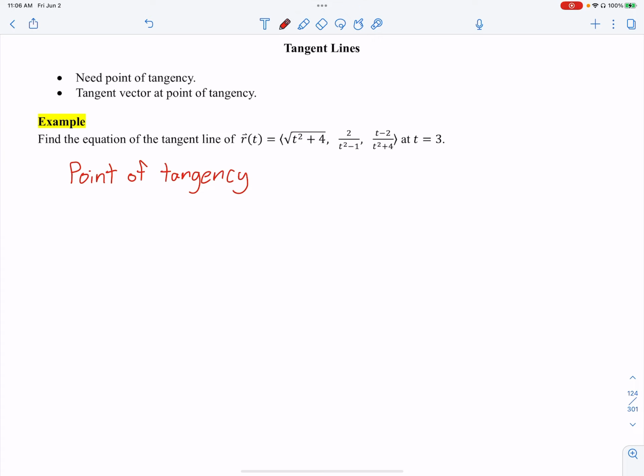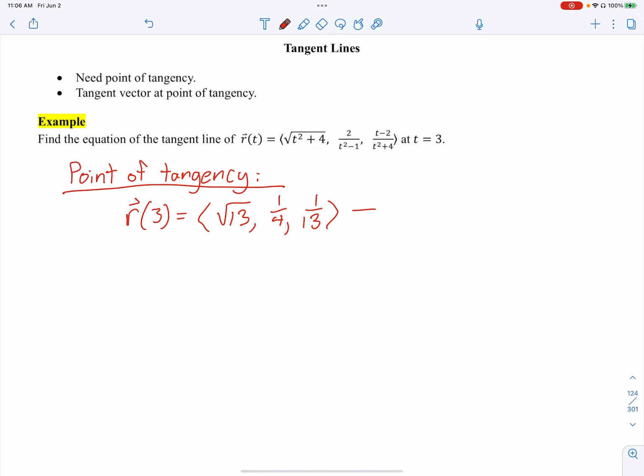Let's not be lazy. There we go. Okay, point of tangency. We're going to just plug in that value. So r vector at 3 plugged into this vector. If I plug in 3, I get 3 squared is 9 plus 4, that's the square root of 13. If I plug 3 into the next one, 3 squared is 9, minus 1 is 8, that's 2/8, which is 1/4. If I plug 3 into the last one, I get 3 minus 2, I got 1 up top, 3 squared on the bottom is a 9, plus 4 is 13, I got 1/13.